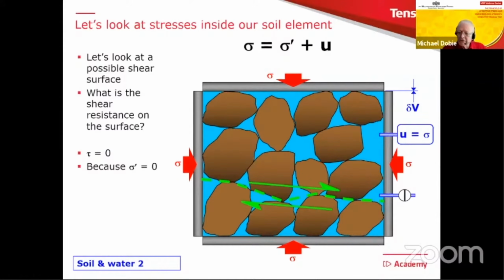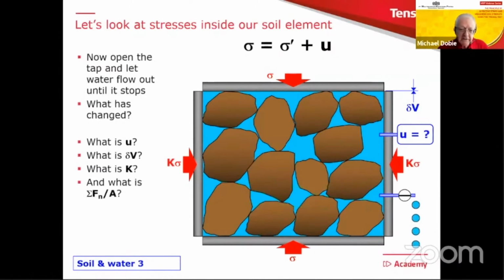Right, so we've still got the tap closed at the moment, and we tend to call this situation undrained because there's no water flowing out of the system. So we call it undrained. What we're going to do now is to open the tap, and we're going to let the water flow out until it stops. And once the water has stopped flowing out, then what is U, what's delta V, and what's K, and what's the effective stress? So again, if I had lots of time today, I'd give you a couple of minutes to think about that, but I'm going to have to answer those questions fairly quickly.